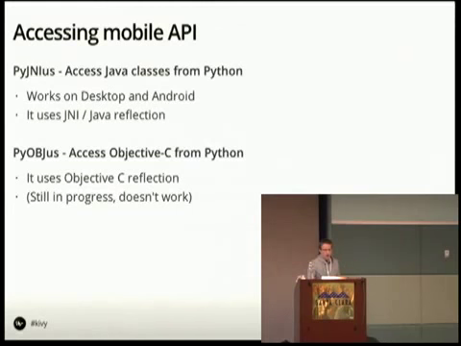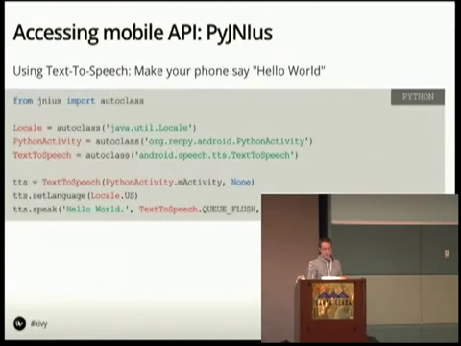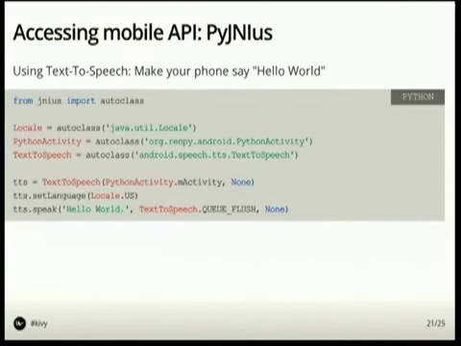It's called PyObjus. Here is an example, like I want to say something from my phone. So I import jnius, autoclass, and get the class for speaking. It's like importing the definition of a Java class into Python. And then I'm just using it. Like, it's very easy to understand.